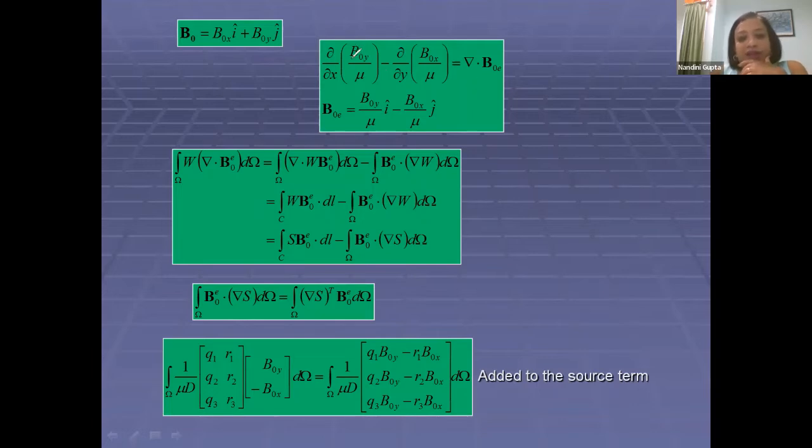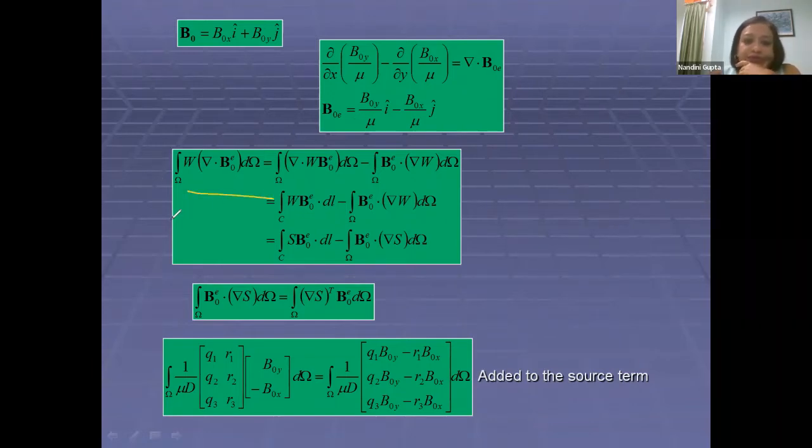Now, if you look at this, del X of B naught Y by mu minus del Y of B naught X by mu is the divergence of B naught E. I'm going to use this expression right away, so it will become clear to you why I'm doing this. Now, what do I have to do? I have an equation, and I need to find a way to go from here to the finite element discretized equation. The first thing I need to do is take the weighted residual.